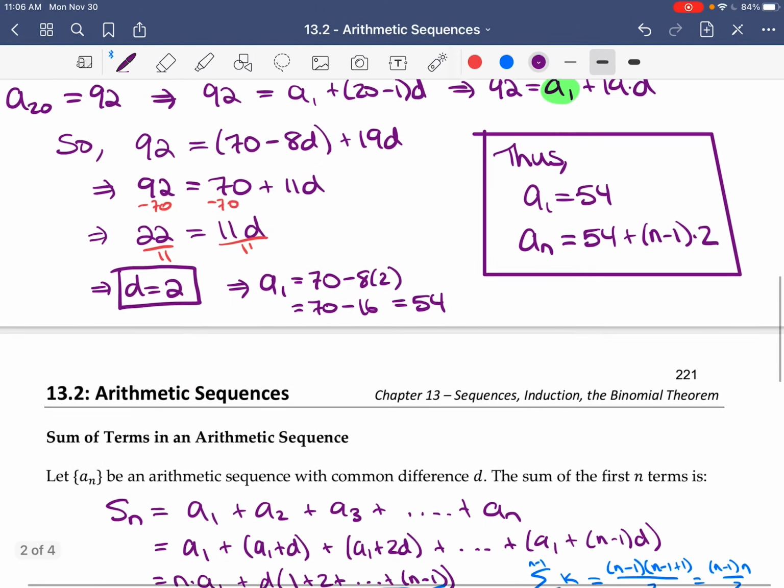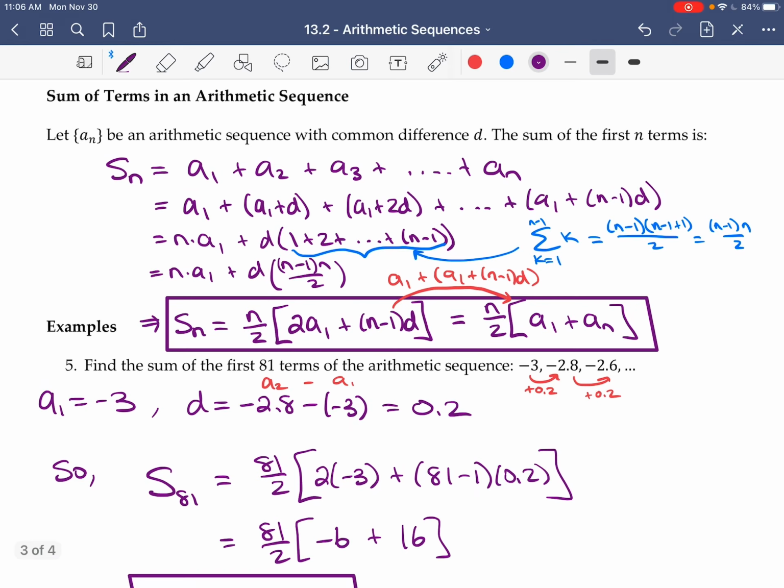So then if we wanted to find the sum of terms in an arithmetic sequence, we derived these 2 formulas that we can use. So s_n is the sum, maybe I'll just write this here. It's the sum of the terms a_1 to a_n, so the first n terms. We add them all up. We can use this to find the sum.